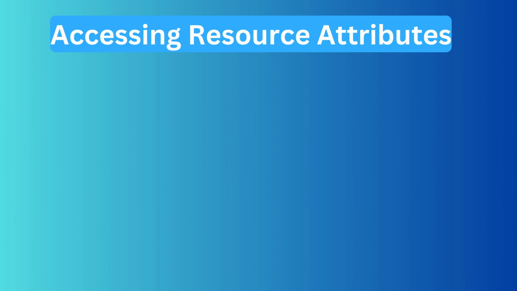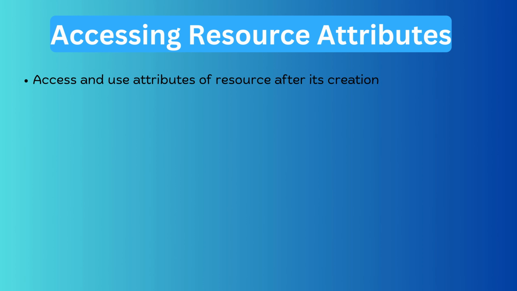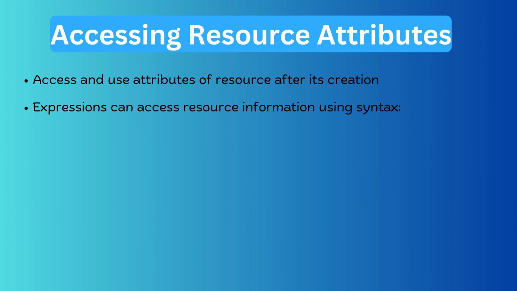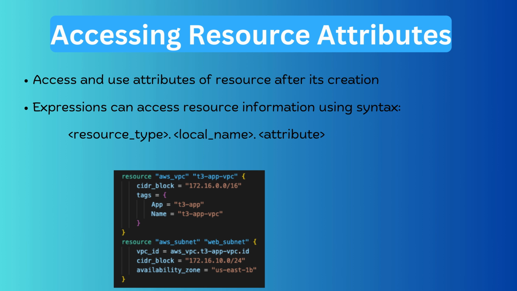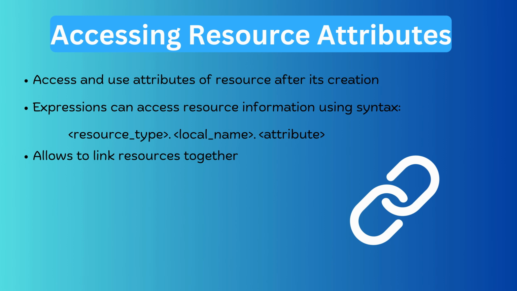After creating resources, you might want to access their attributes for whatever reason. One way to do it is to use the attribute values directly within your configuration. And the syntax for something like that goes like this. You have a resource type, then the local name, and then the attribute. In this example you're looking at, we've created the VPC. And then when we are creating the subnet, we are accessing the attributes of the VPC, following the similar syntax I've highlighted before. Accessing attributes this way allows you to link your resources together.